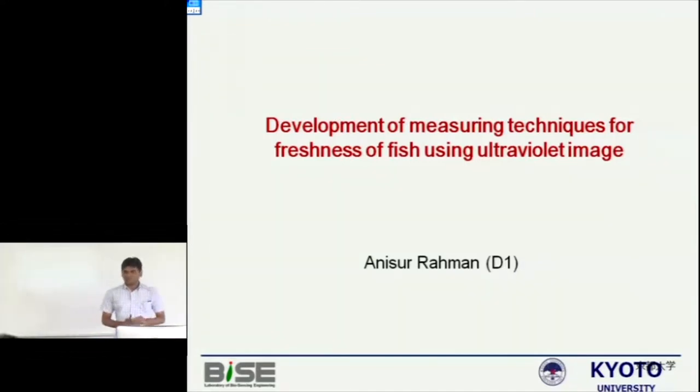Today, I will present my new research project. I am working with Shirataki-san. We are working together. The research title is Development of Measuring Technique for Freshness of Fish Using Ultraviolet Image.